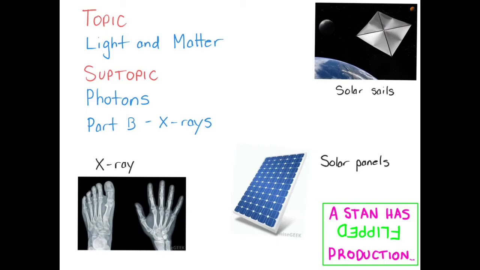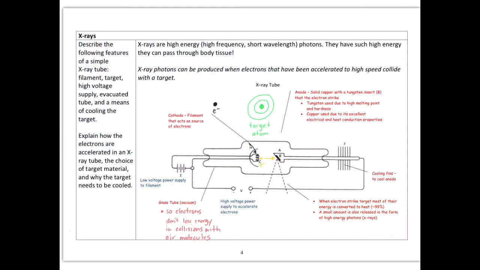Okay, on to the second and final video for the photons topic. And we're going to look at the application for this topic, which is X-rays. So let's talk about how X-rays are produced in an X-ray tube.